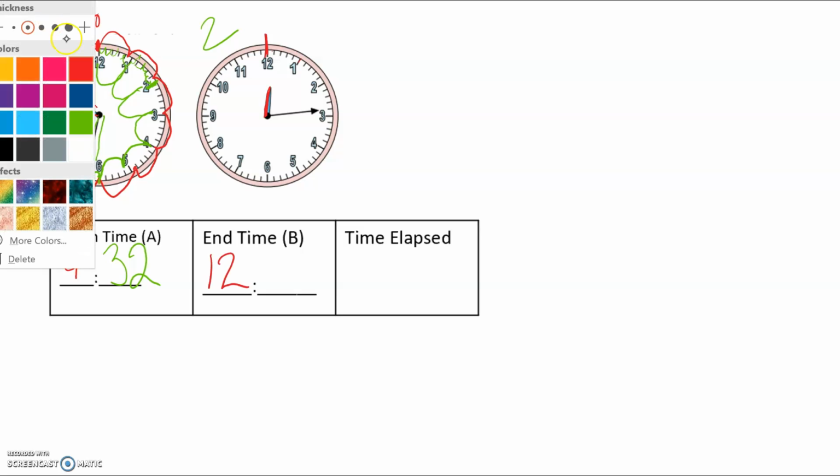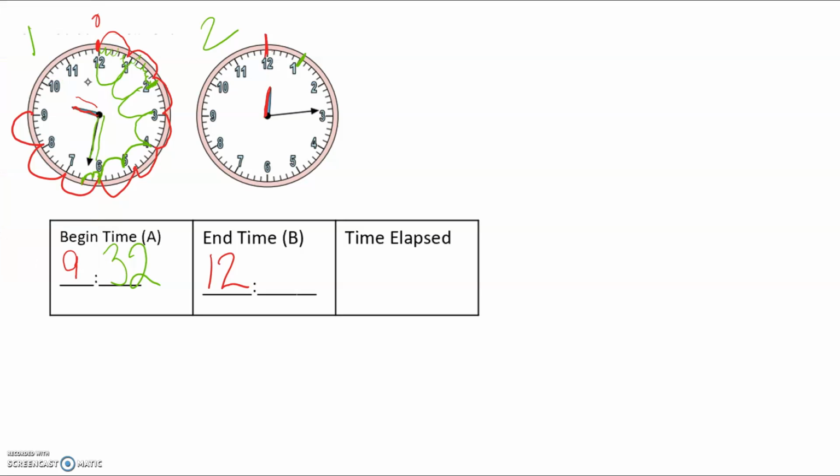And our minutes, again, we're going to count by fives using these darker tick marks to help us. We're going to go 5, 10. And then I'm going to go 11, 12, 13, 14. So we have started an activity at 9:32 and ended an activity at 12:14.